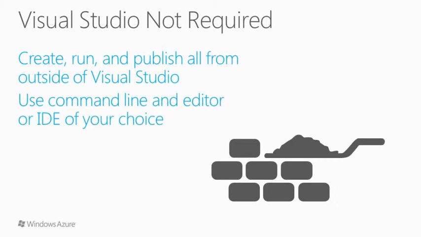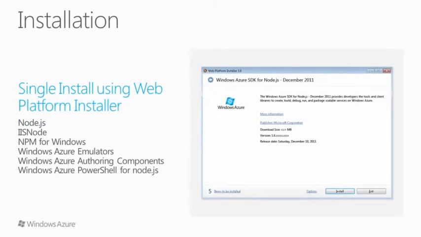All you need to develop and deploy your apps is a text editor of your choice, such as Notepad or Sublime Text, and the PowerShell commandlets. As mentioned, the easiest way to get started with Node.js Windows Azure development is to use the Web Platform Installer.